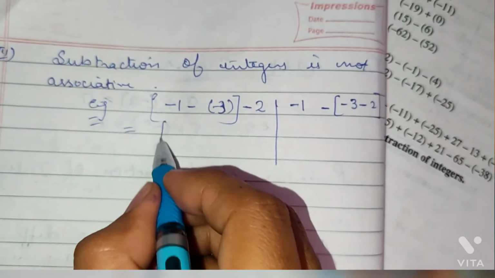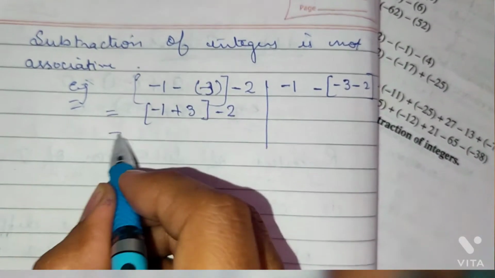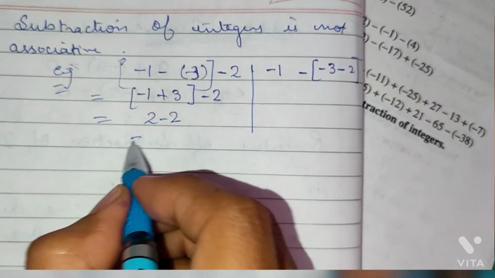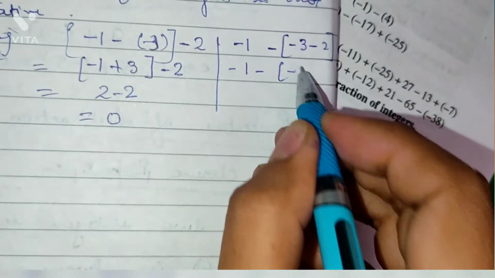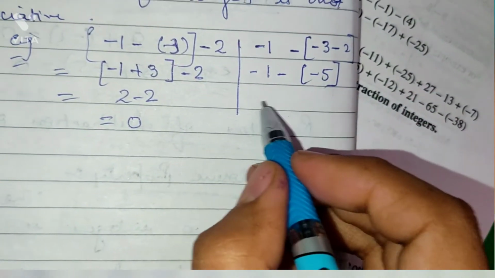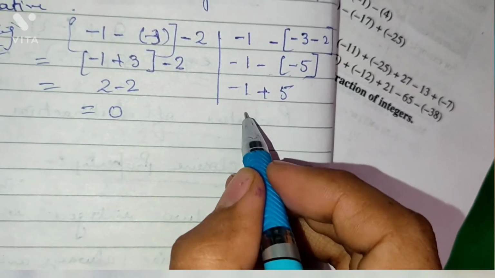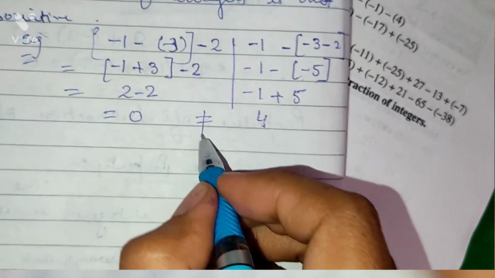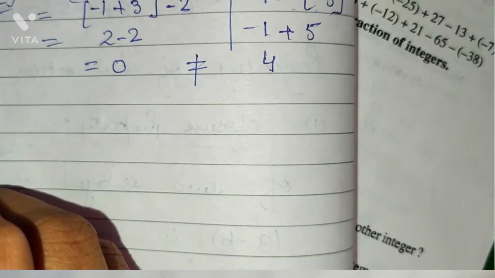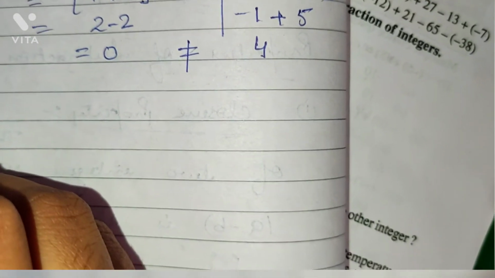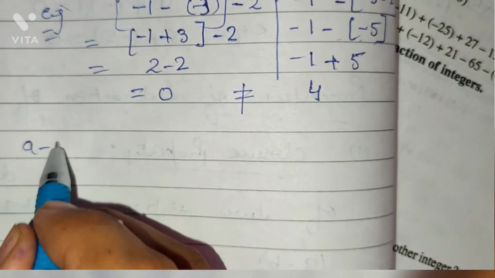First I am solving the left hand side. Minus 1 plus 3 in bracket, then minus 2 in bracket. I solved, it is 2. 2 minus 2 is 0. At the right side I am solving the bracket and it is minus 5. Minus minus would be plus, so the right side is 4, which is not equal to the left hand side. It means the associative property doesn't hold for subtraction in integers.